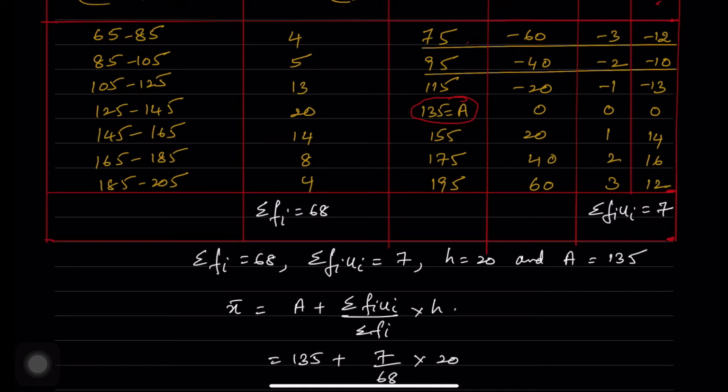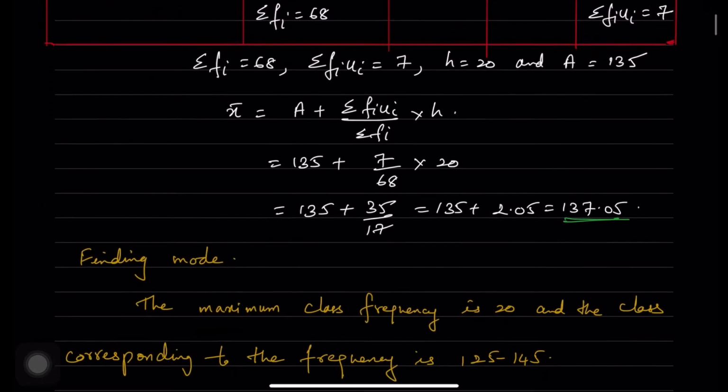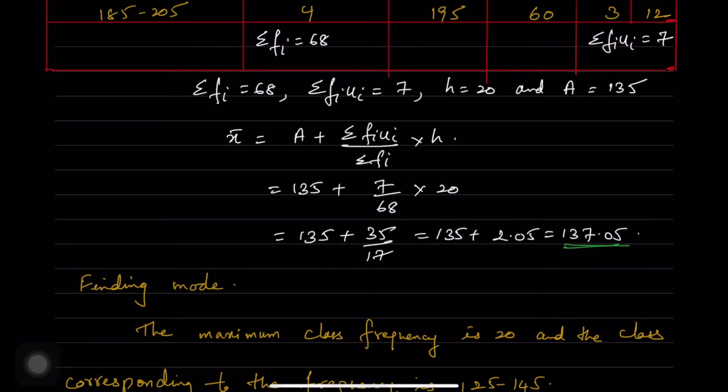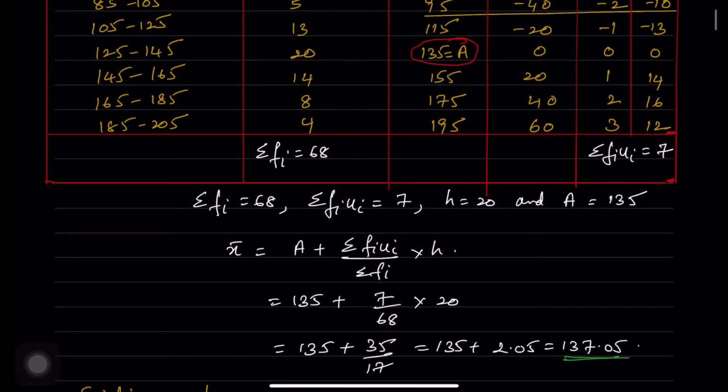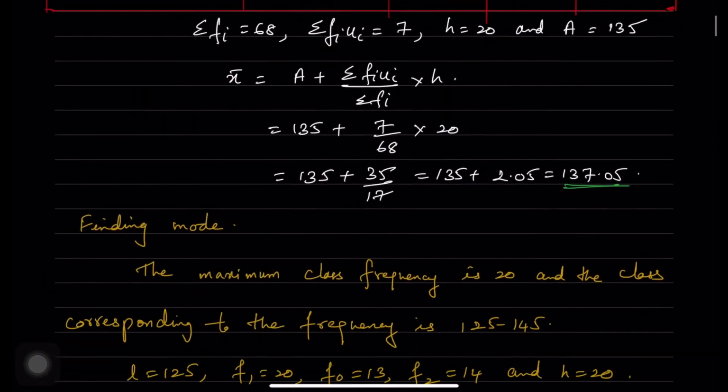So x bar is equal to a plus sigma fi ui divided by sigma fi into h, which is equal to 135 plus 7 by 68 into 20. So 135 plus 35 by 17 is equal to 135 plus 2.05, which is 137.05. So now this is the mean.